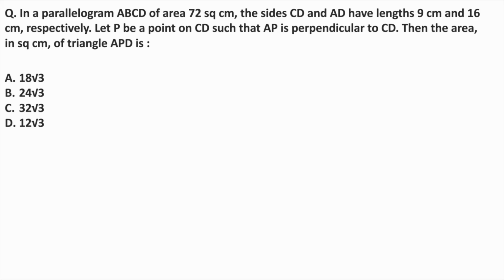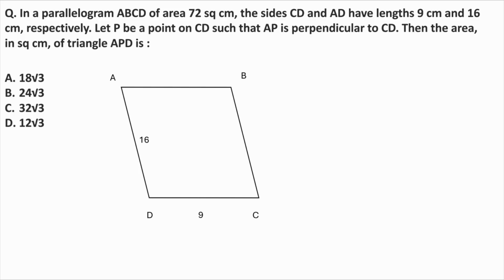Right. So in a parallelogram ABCD of area 72 square centimeters, sides CD and AD have lengths 9 and 16 centimeters respectively. Let P be a point on CD such that AP is perpendicular to CD. Then the area in square centimeter of triangle APD is. So this is our parallelogram ABCD. Notice that AD is 16 and CD is 9.